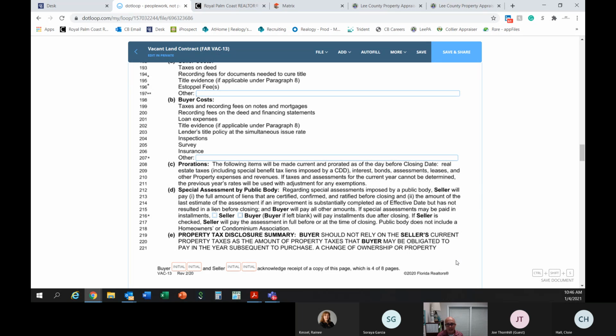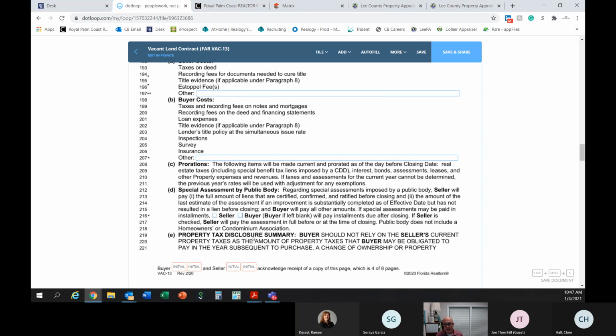So if you're in an HOA or a condo, and there's been an assessment placed by said HOA or condo association, this does not cover that. This is just from a public body. So your utility expansion would be applicable to this. Any questions on special assessments?